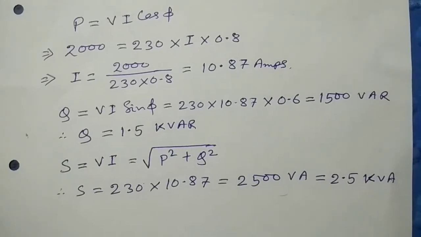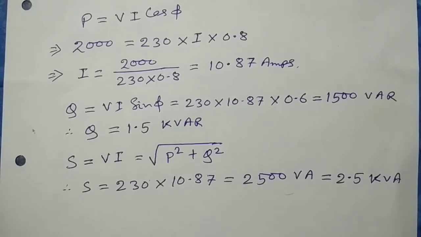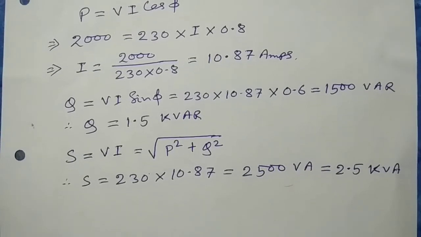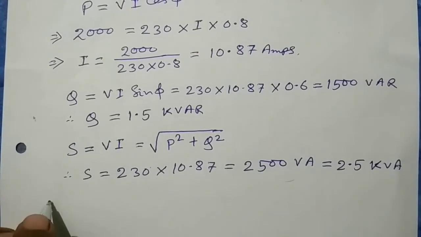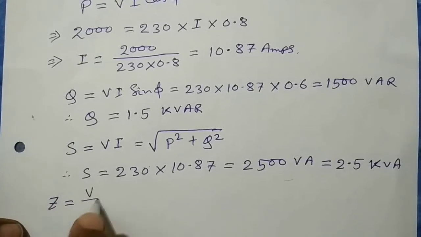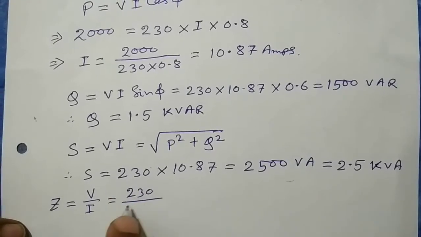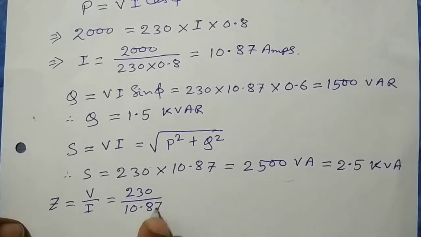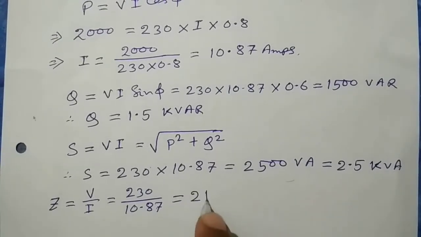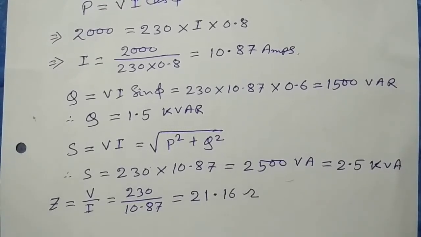The next is we have to find the circuit elements. Here the circuit elements means it is a resistive inductive circuit. We have to find the value of resistance and inductance. So calculate the impedance of the circuit first. This is V upon I, that is 230 upon 10.87. So the Z will be 21.16 ohms. This is the impedance of the circuit.